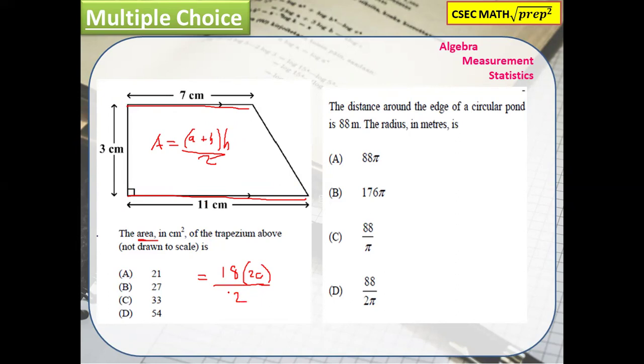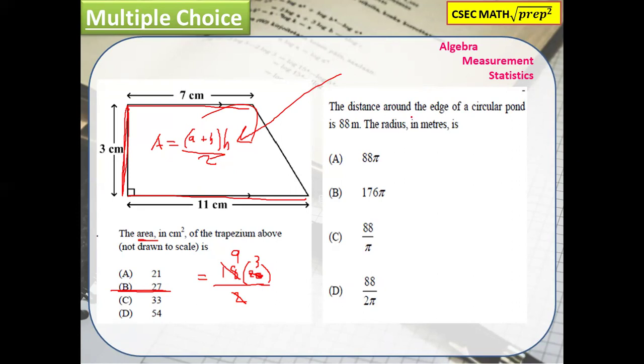Now 2 can go into... Oh, no. The height is not 20. Why am I saying this? My error. The height is 3, right? I think 20 came from the previous question, the height of the cylinder. So the height is 3 here. And 2 into 18 goes 9 times, and 3 times 9 will give us our answer to be 27. So remember, the formula is on the formula sheet, so no need to worry if you are seeing a trapezium.